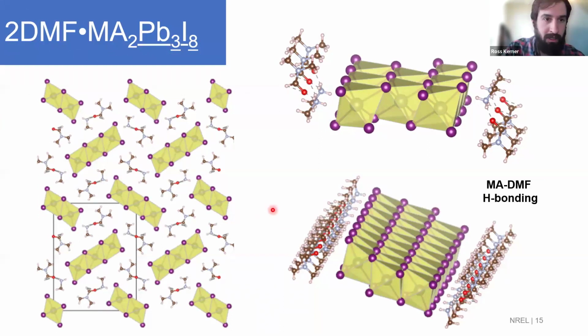One notable thing about this is that this is not the right stoichiometry for your perovskite. So if you have a huge domain of this and you try to convert it to perovskite, you're going to see a ton of lead iodide precipitate out.